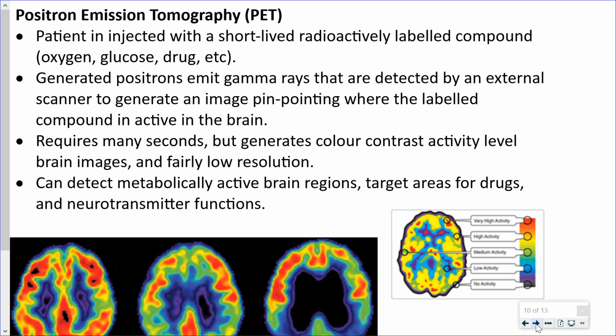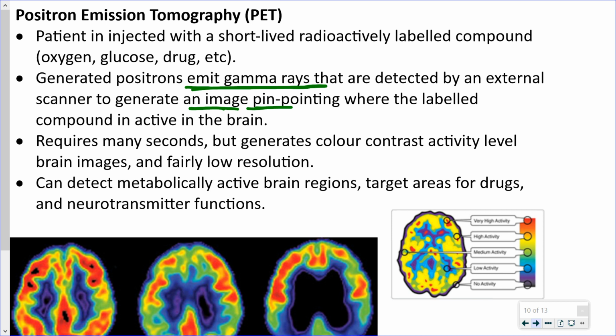But what they do is they give it what's called a radioactive tag or a radioactive label. And when this circulates through the person, they can actually track where it is going, because they emit gamma rays, which can be detected on the outside of the body, and it's going to develop an image pinpointing where that different compound is going.